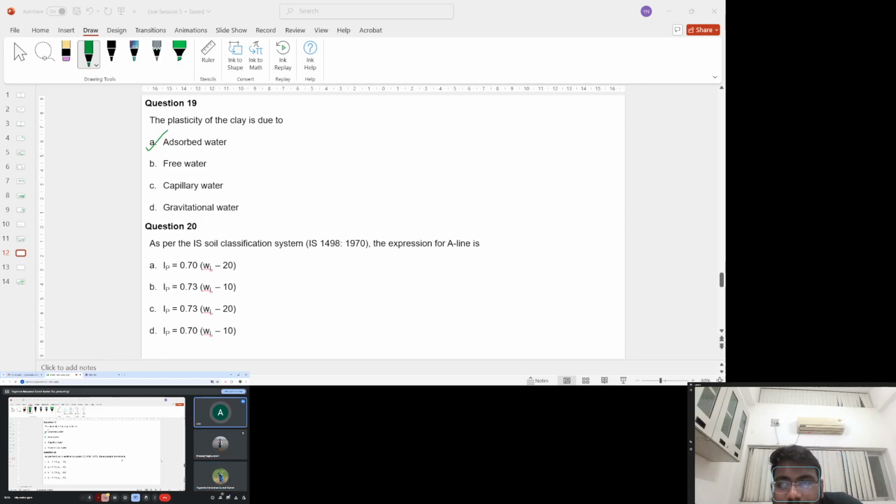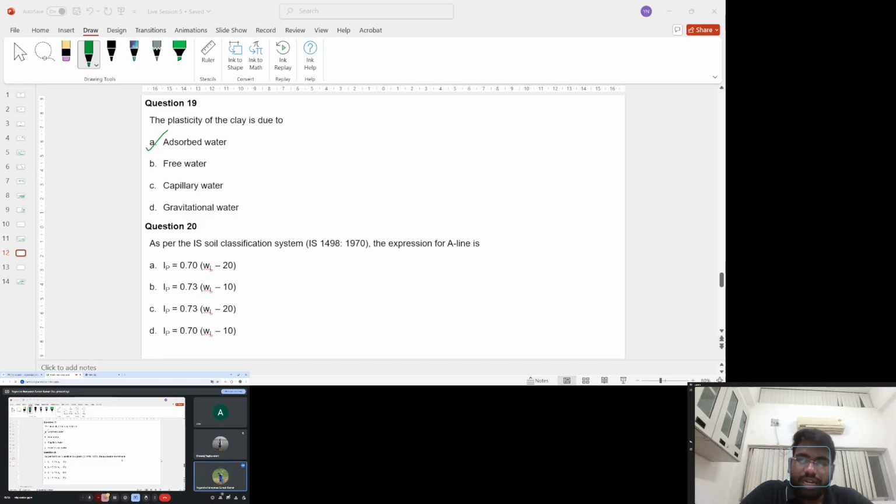Okay. So now my question is, how do you find adsorbed water in percentage? I have not seen anywhere in books how to calculate the adsorbed water. It is a very good question. Actually, there are several techniques. You cannot calculate the percentage of adsorbed water. You can calculate the thickness of the double layer.